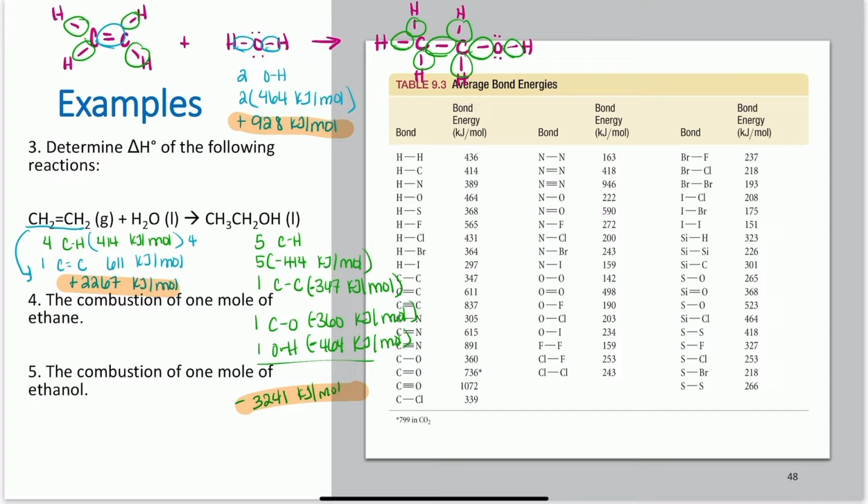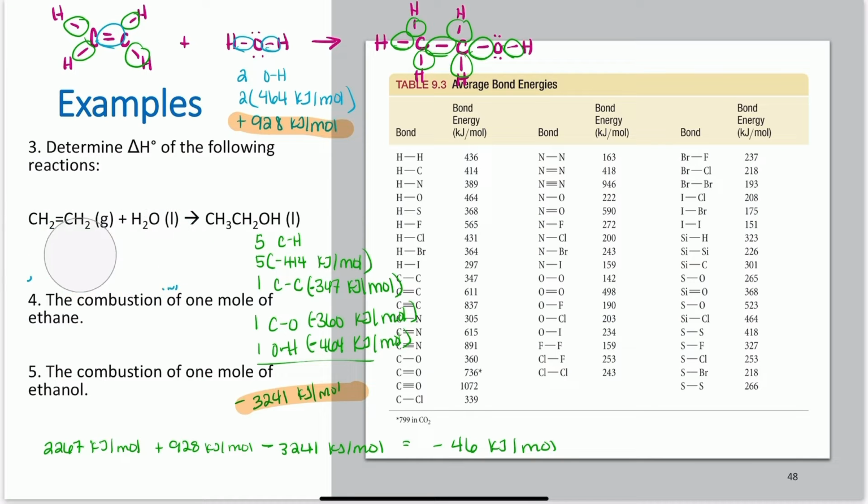I've got 2,267 kilojoules per mole to break up my ethene. I've got 928 kilojoules per mole to break up water. And I will release 3,241 kilojoules per mole when ethanol is formed. So 2267, 928, and negative 3241 gives me overall negative 46 kilojoules per mole. I'm going to write that in here.